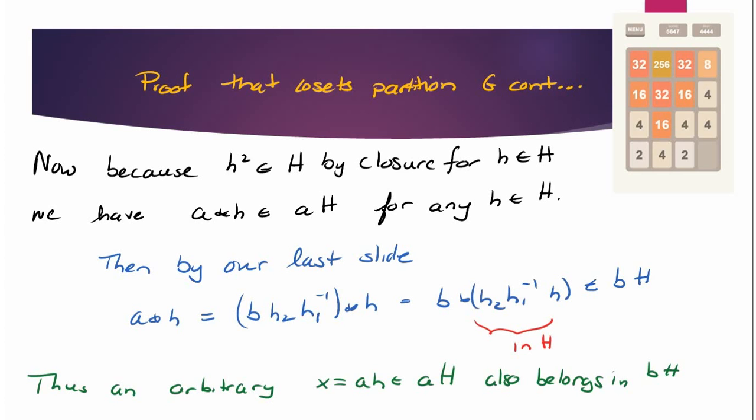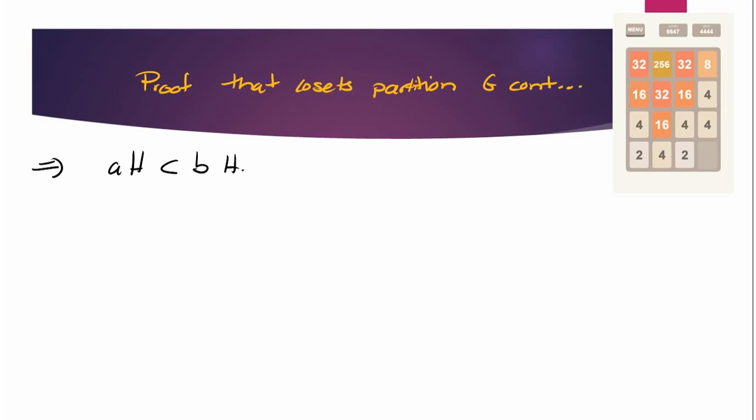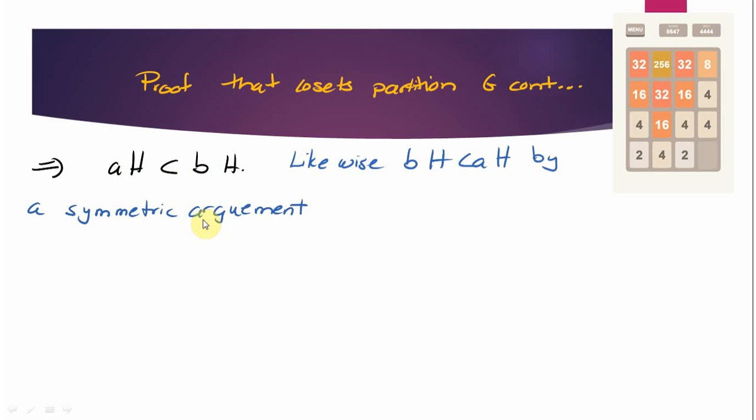Since I chose an arbitrary x belonging to AH, and showed that this arbitrary x belongs in BH, I've shown subset containment. I could have done the same argument the other way around. It's a symmetric argument to start with little BH and show that it's contained in little AH. So I have set containment in both directions: AH is contained in BH, and BH is contained in AH. Therefore, the two sets must be equal.